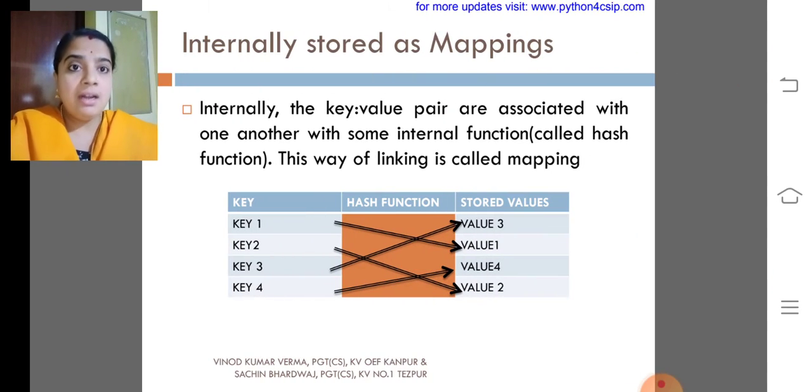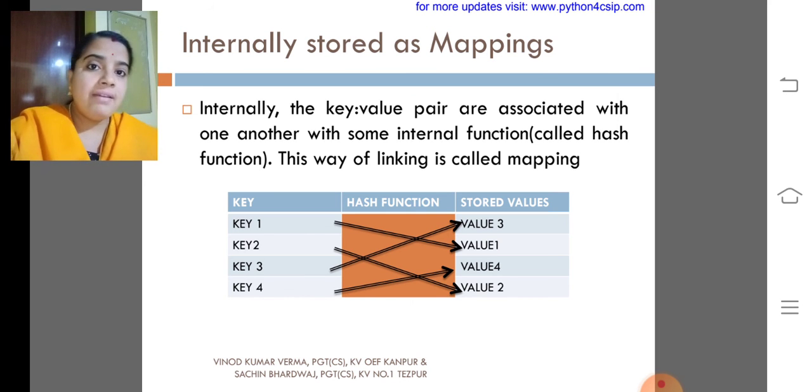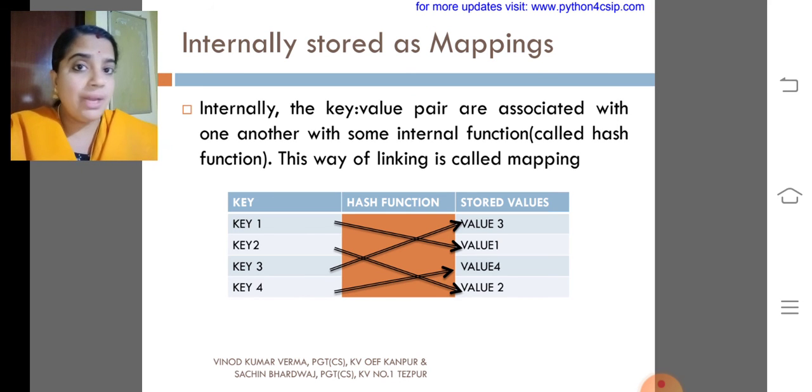My dear children, in the dictionary, the key and values are mapped together. Internally, the key-value pairs are associated with some other internal function called a hash function. This way of linking is called mapping. All the keys are mapped with different types of values. Keys must be unique.